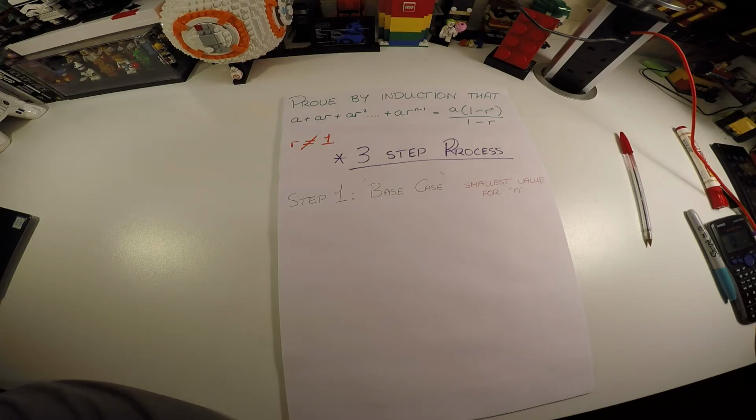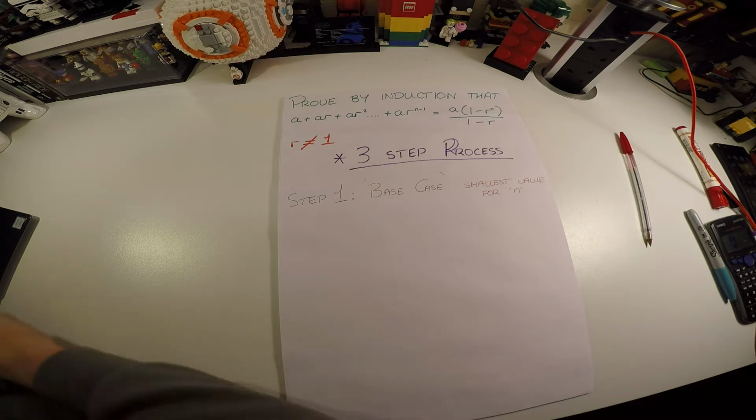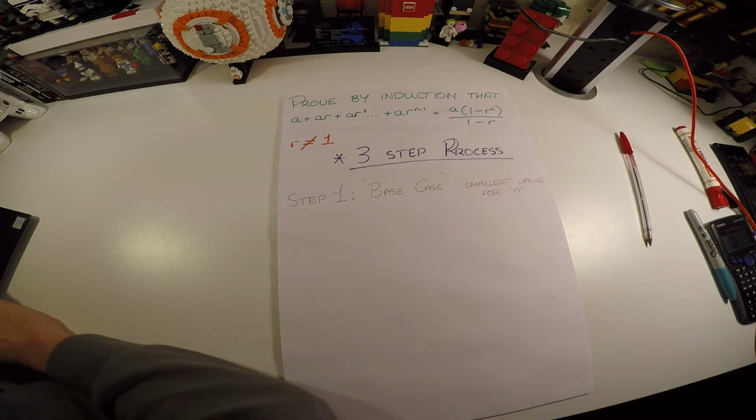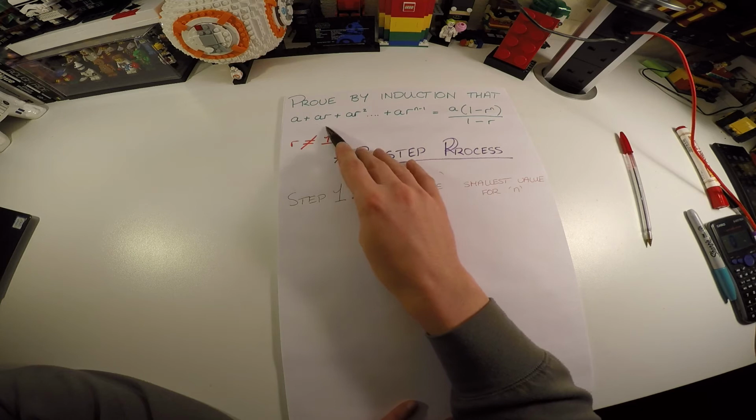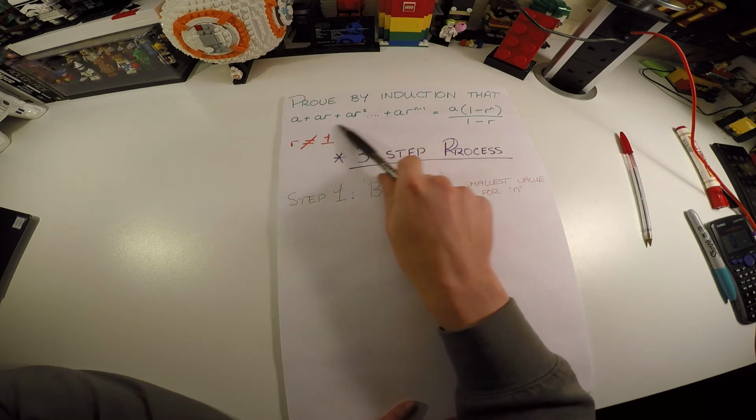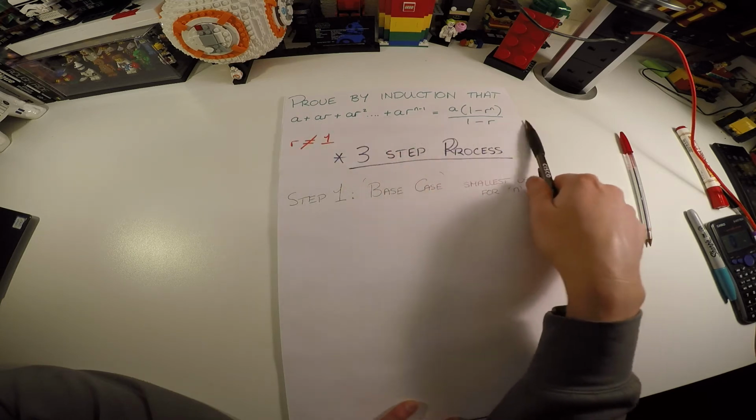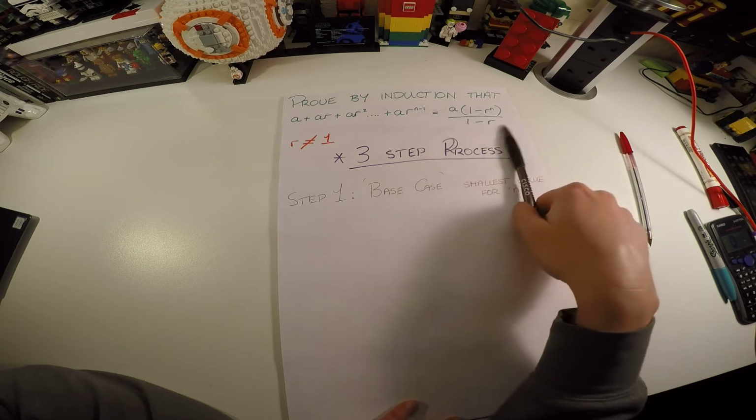Okay, we're on to question 6 for the DEB mock papers of 2020, and the start of question 6 is a proof by induction. It says prove by induction that A plus AR plus AR squared, and so on, all these terms is equal to this. And you can see it's the sum of a geometric series.